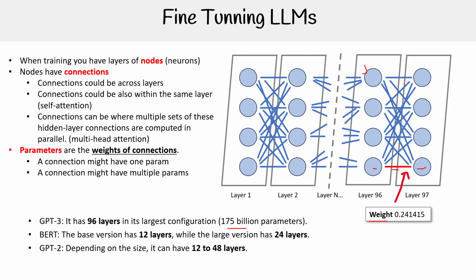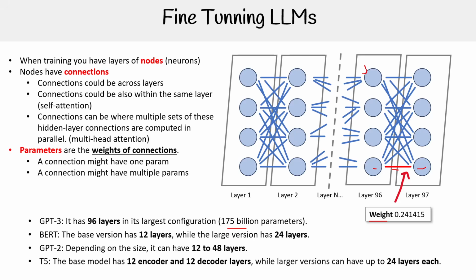We have GPT-2, which has between 12 to 48 layers, so the same or more as BERT. Then you have Google's T5, which has 12 encoder and 12 decoder layers, or up to 24 layers there. So if we're talking about fine tuning, it's going to be tweaking the amount of layers, the amount of connections we're going to train, and things like that. But let's define what fine tuning is.